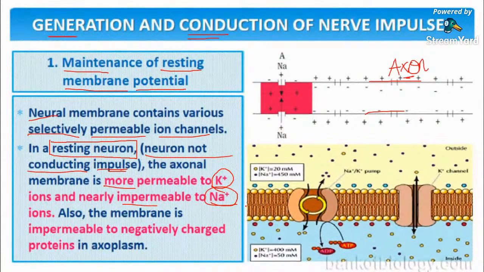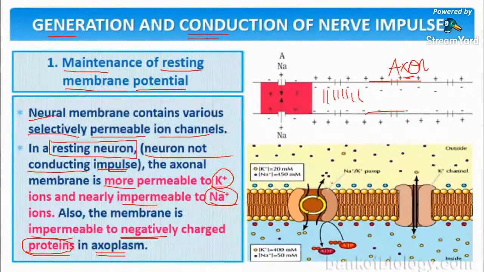That is, the axon membrane is more permeable to potassium, but it is nearly impermeable to sodium. And also, the membrane is impermeable to negatively charged proteins in the axoplasm. So the fluid inside is the axoplasm, just exactly similar to cytoplasm. So that axoplasm is nearly impermeable to negative ions, that is, negatively charged protein also. Clear?